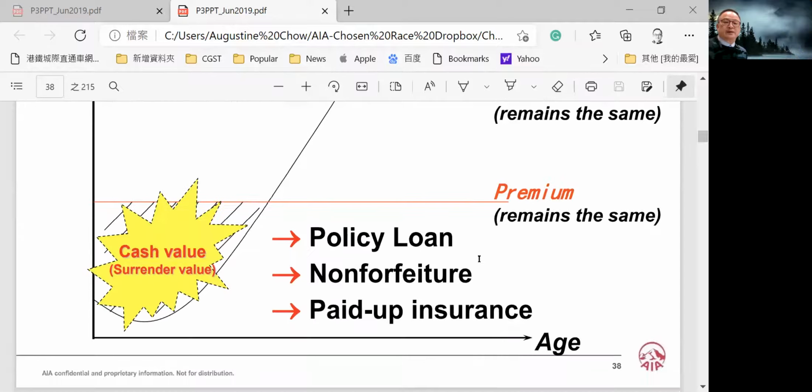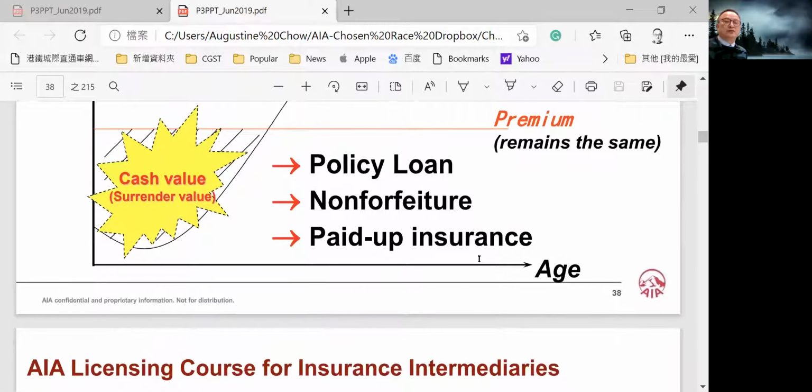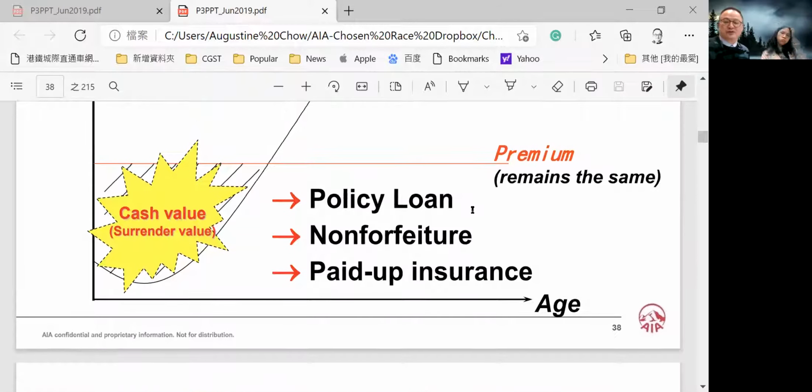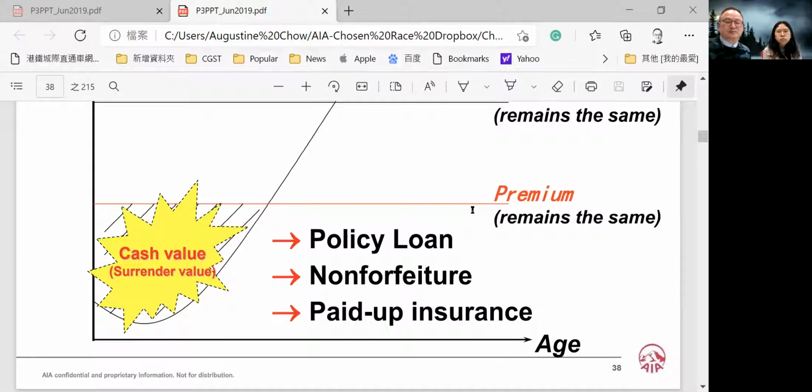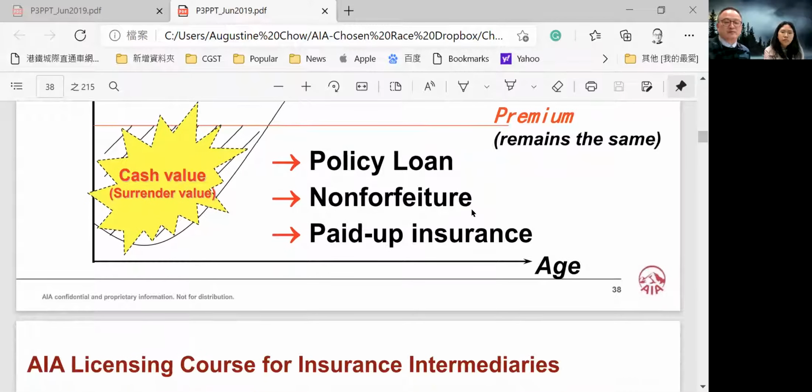Easy. Non-forfeiture, meaning that you don't want to forfeit your values for the policy. You keep paying the premium. And sometimes you can pay up the policy.